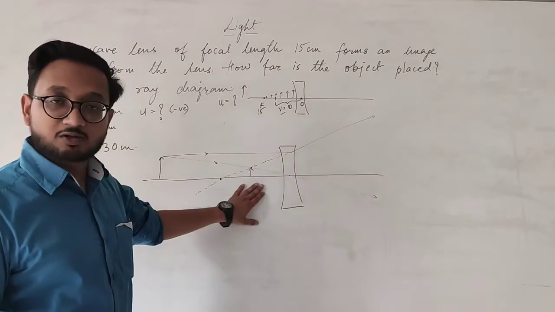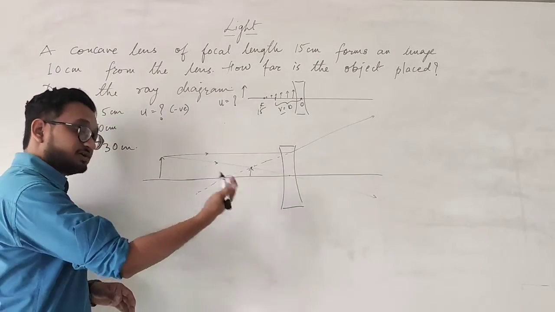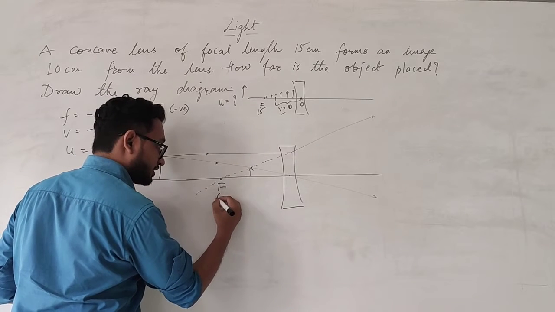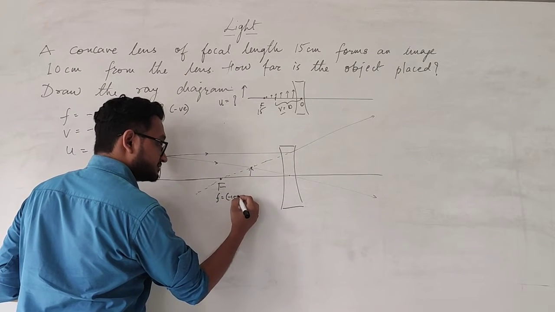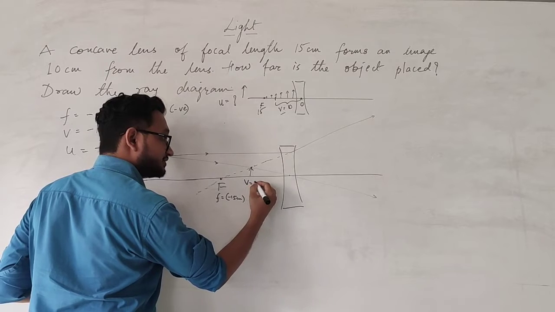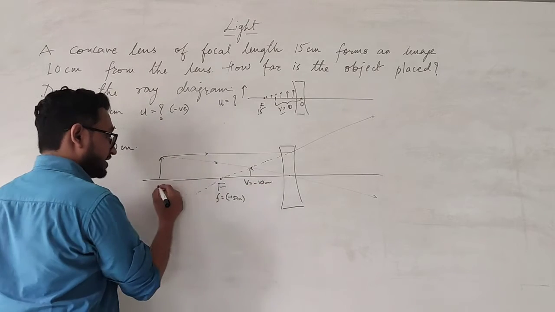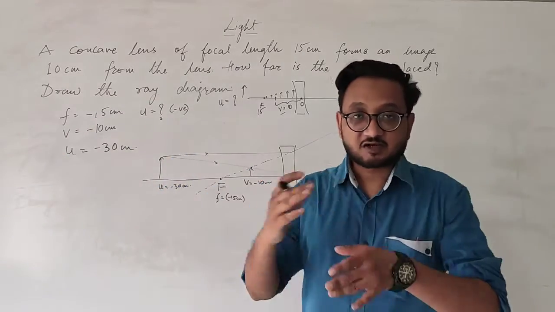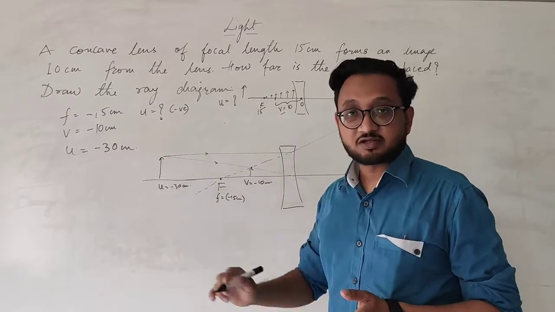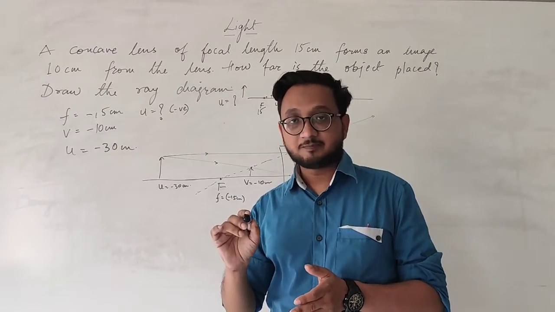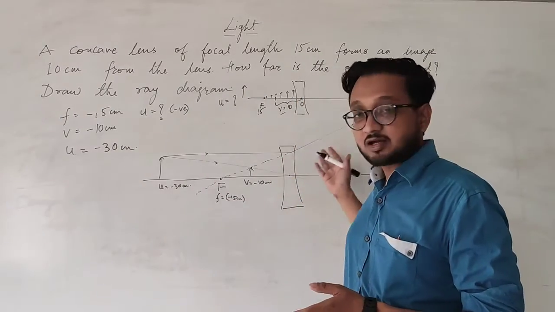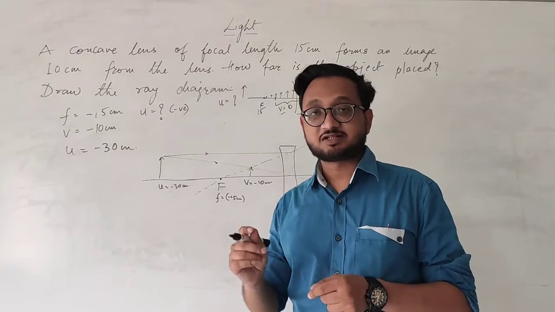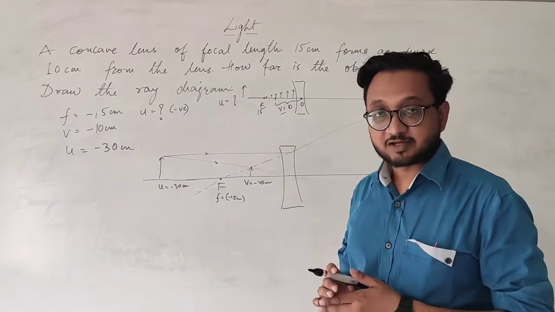Now that you have drawn all the rays of light, you can write the measurements. This is f, you can write focal length minus 15 centimeters. Over here v, that is minus 10 centimeters and u, that is minus 30 centimeters. If it is confusing for you, you can write these values with light handwriting with a pencil, and then after you have done the diagram, you can mark it much darker and with pressure, so that it is easier for you to rub if there is any mistake.